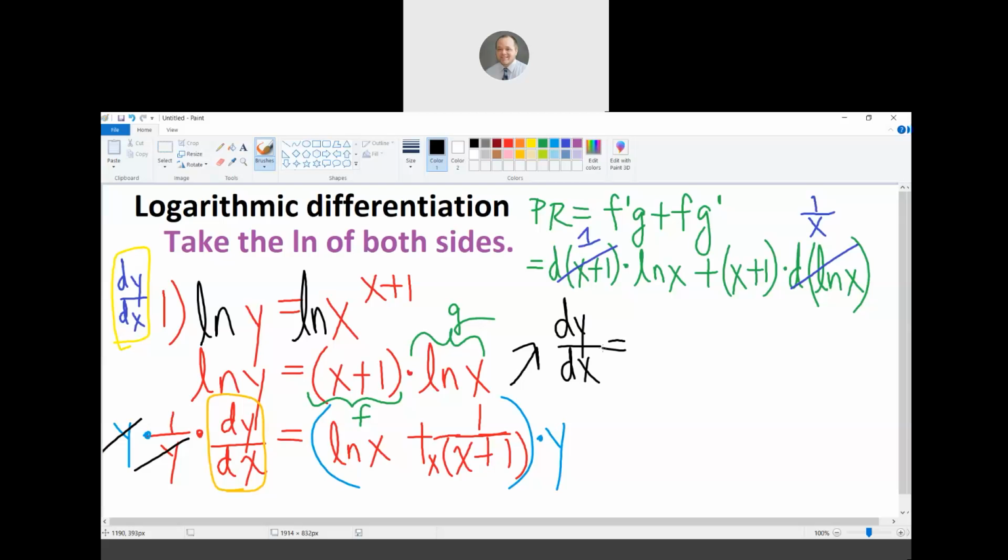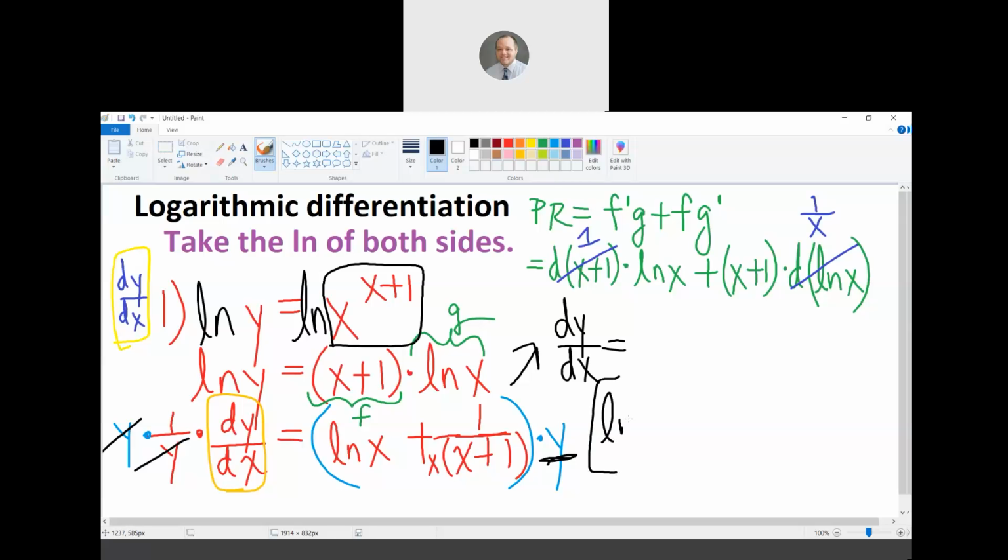Now, we have a little problem. In our answer, we have two letters, x and y, but we need our derivative all in terms of x. All you need to do is replace y with what it originally was. Replace y with the x raised to the x plus 1 power. So this is our final answer.